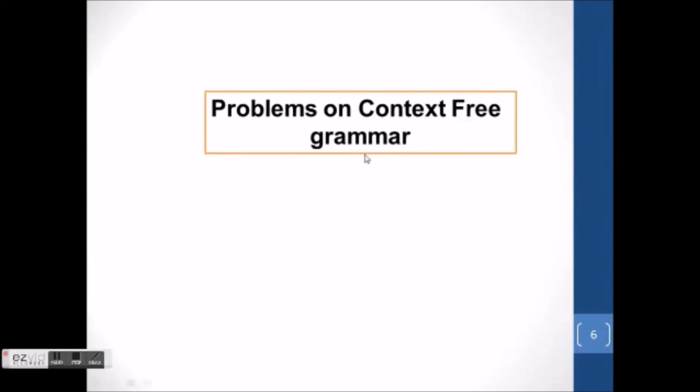In the next lecture, we'll be focusing upon the problems and context-free grammar. In this lecture, we'll try to build some grammars and get a better view of the grammar.